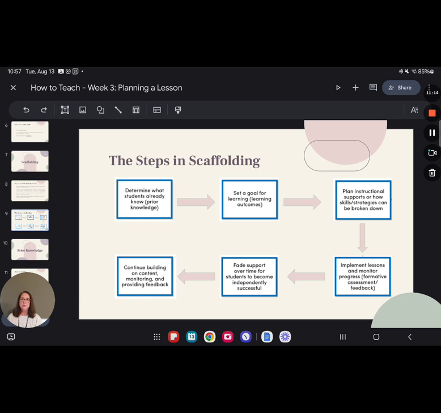The next step you want to go for is setting a goal for learning. So what are the learning outcomes that you want to set for students? What learning outcomes are reasonable to expect? Your third step is to plan instructional supports, or how skills or strategies can be broken down.